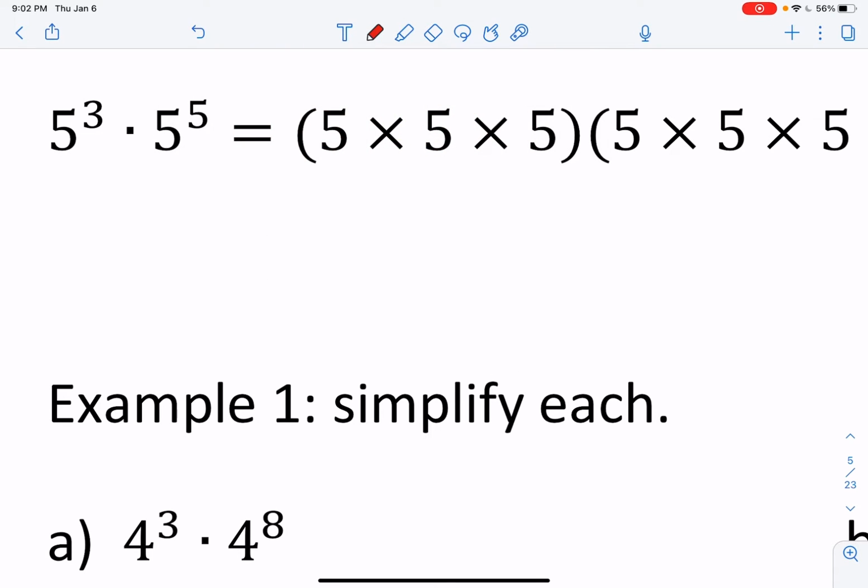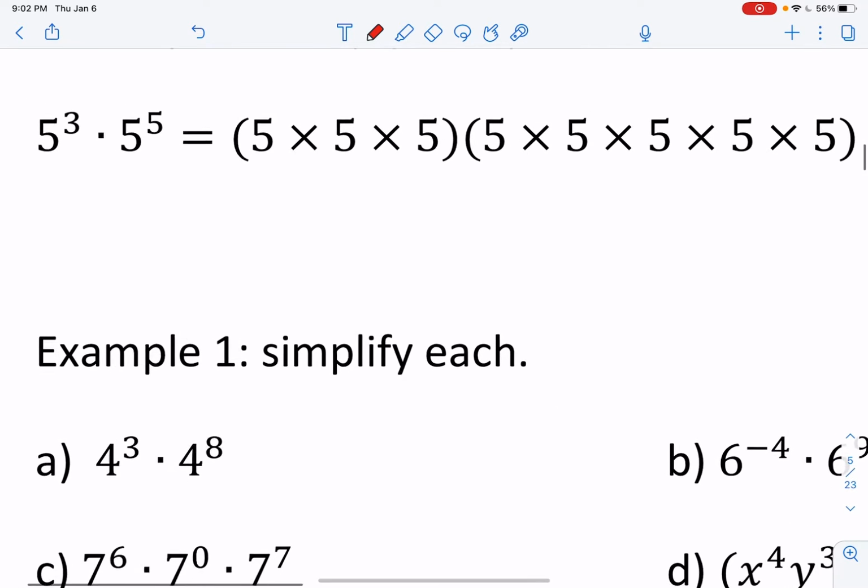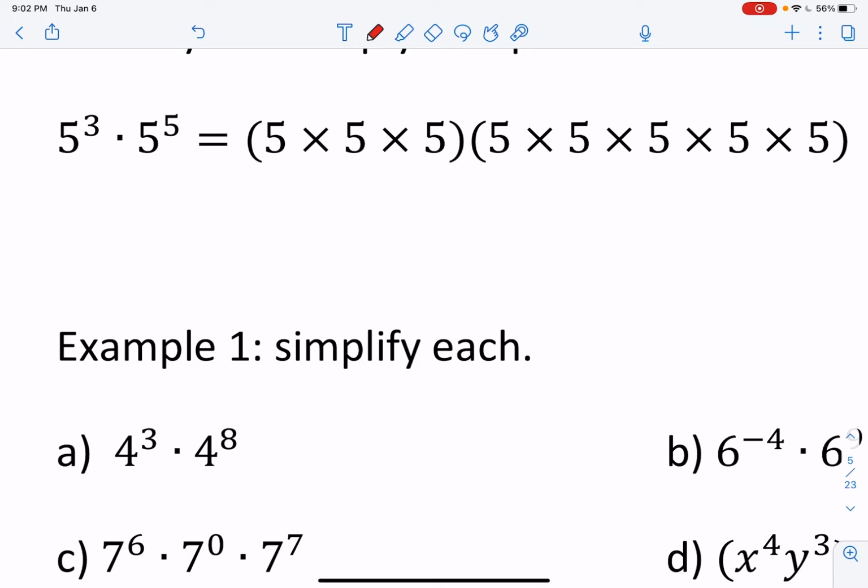For example, 5 to the third times 5 to the fifth really just means 5 to the third is 5 times 5 times 5, and 5 to the fifth is just 5 times 5 times 5 times 5 times 5. Well, how many 5s are being multiplied? 1, 2, 3, 4, 5, 6, 7, 8. 8 5s in total are being multiplied, so this is really 5 to the 8th. Well, how do we get 5 to the 8th? 3 plus 5.